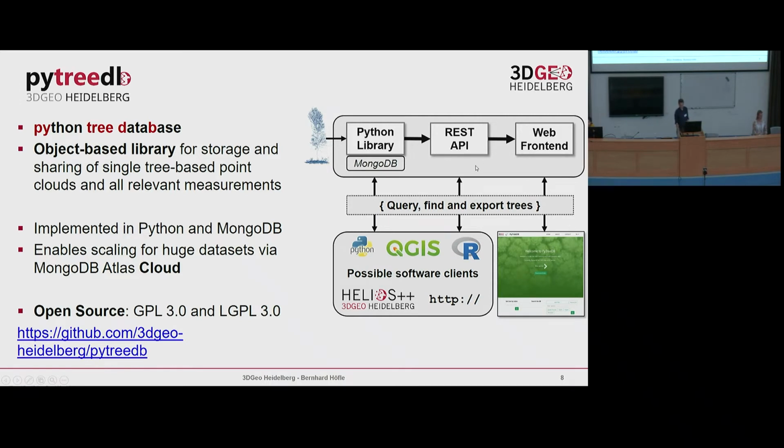You can, for example, query and find the trees that you want by using a Python script directly, or you can use a well-defined REST API, so you're formulating a URL, an HTTP request to get the data that you want, or you can use a web portal to search and download trees that you are looking for. And the cool thing is, by using MongoDB in the background, you can scale it for really huge datasets, because you can just run it on the cloud and scale it to really big, maybe even a global database of trees. It's also completely open source.